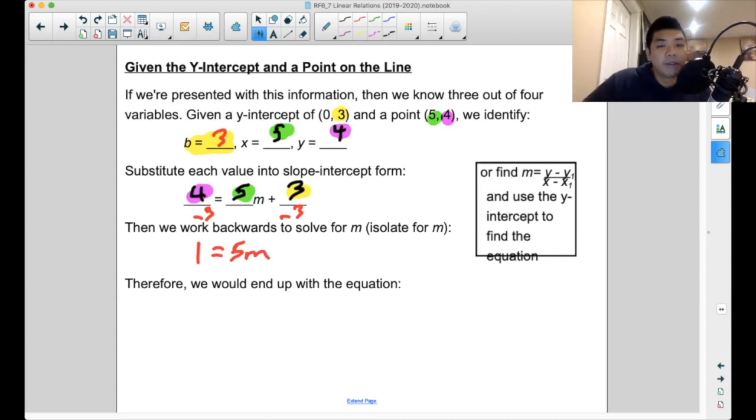Now to get the m by itself, recall that 5m is the same thing as 5 times m. So instead of multiplying by 5, we're going to do the opposite, and we are going to divide both sides by 5. So we'll have 1/5 is equal to m. So that means that in this case, your slope is equal to 1/5.